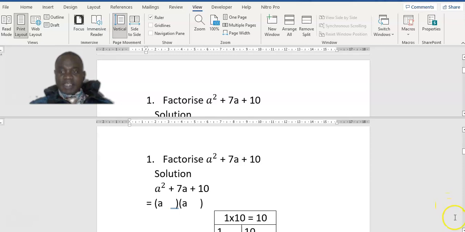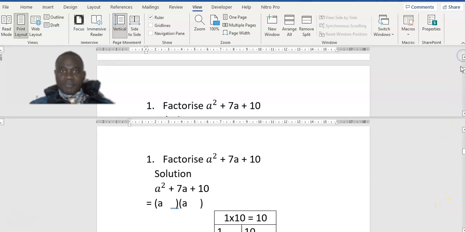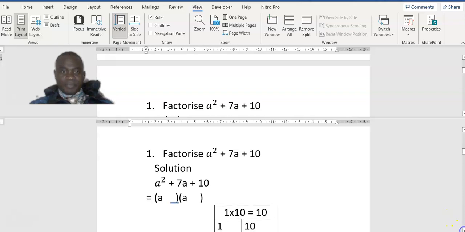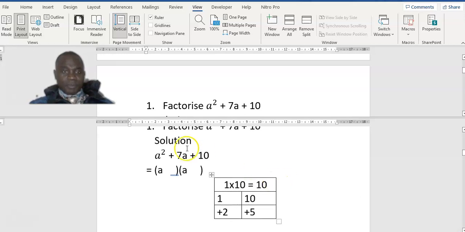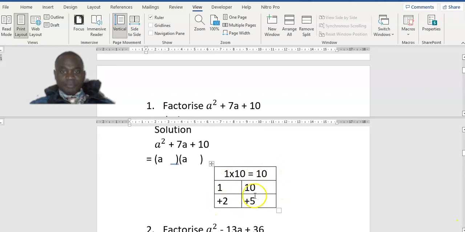If you are told to factorize this one, how is it going to be? It's easy. The first thing you do is write your solution, then you write the question. So our question is a squared plus 7a plus 10. You see that this is our first term, second term, third term. Our last term has a positive sign, so it means our brackets are going to be either plus plus or minus minus. How are you going to do it? You make your table at the left hand side like this.